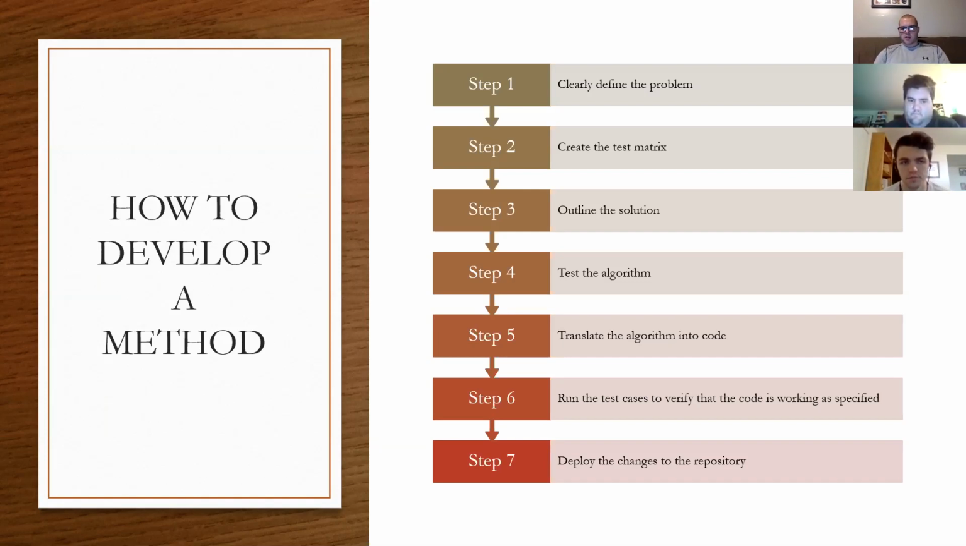Step 5 is where we translate the algorithm into code. Step 6, run the test cases to verify that the code is working as specified. For our previous assignments in the class, we've run 5 or 6 test cases for each method that we created, just to ensure that it runs correctly. And step 7, we want to finalize our changes and deploy the changes to our repository so that our group has access to them.